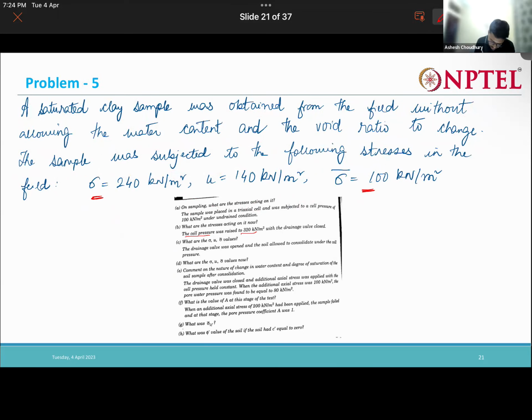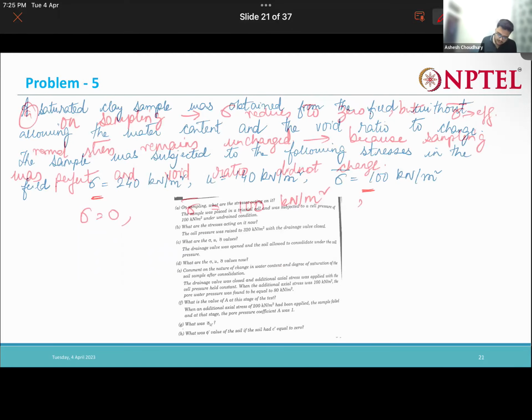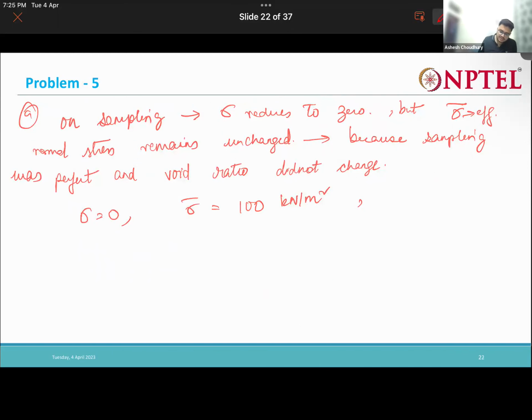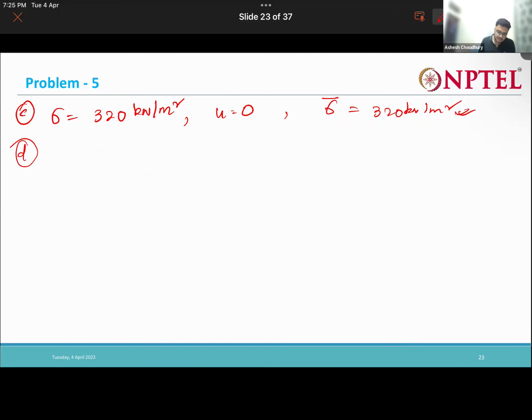The drainage valve was opened and the soil was allowed to consolidate under the cell pressure. Now what we are doing after this, we are opening the drainage valve. The soil is allowed to consolidate under the cell pressure. Again, now you have to tell the values. So as we are allowing the drainage, what will happen? Water will drain out from the soil sample. The water will start to drain out.